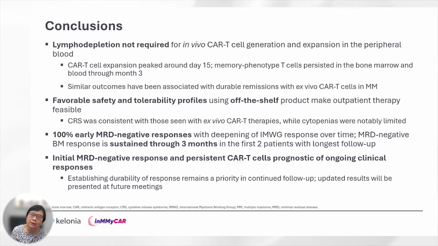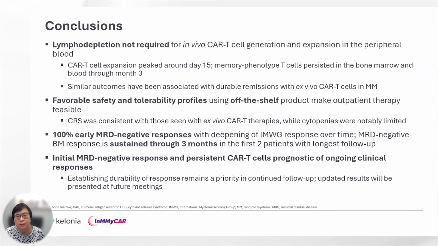So in conclusion, in this phase 1 first-in-human trial of in vivo CAR-T KLN-1010, we showed that lymphodepletion is not required for in vivo CAR-T cell generation and expansion in the peripheral blood. CAR-T cell expansion peaked around day 15, and the memory phenotype T cells persisted in the bone marrow and blood through month 3. We know that similar outcomes have been associated with durable remissions in ex vivo CAR-T and myeloma.